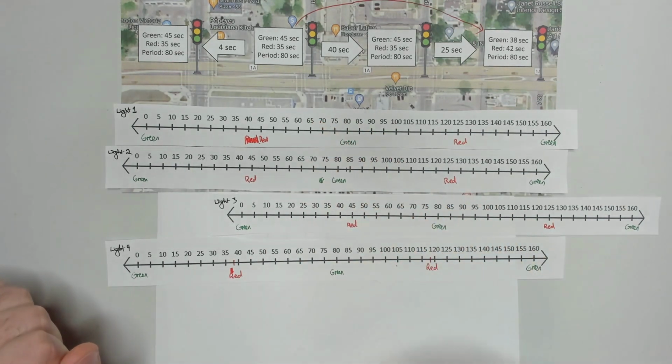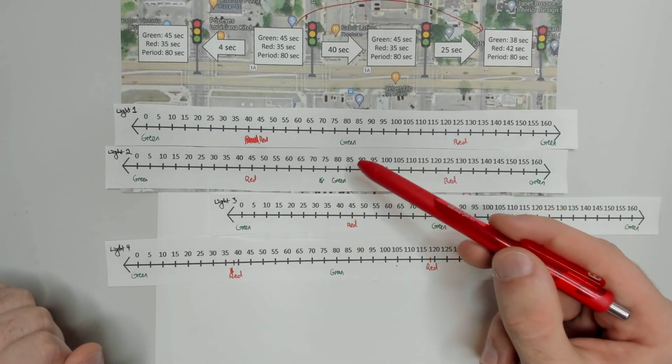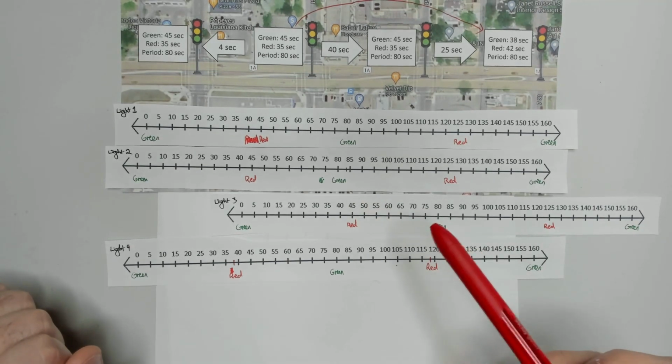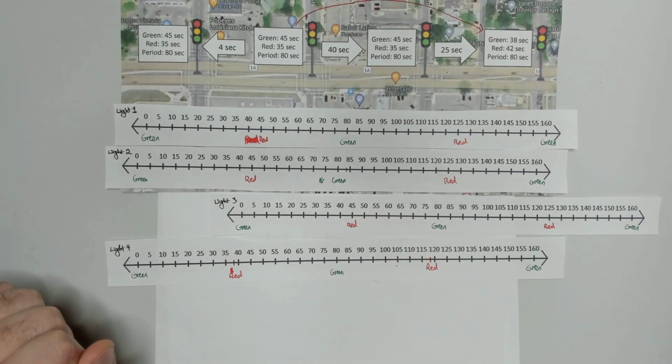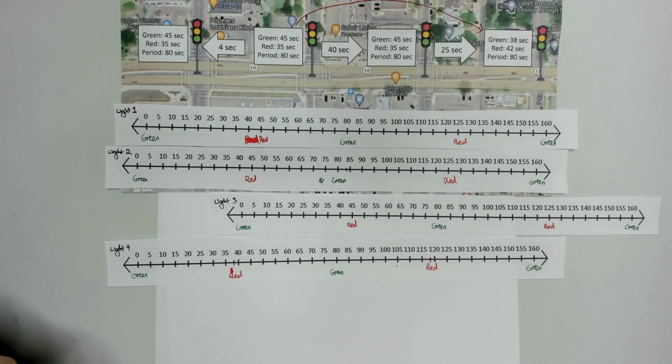Well, intersections 1 and 2 have red lights. Light 3 is usually green. And when intersections 1 and 2 have green lights, light 3 is usually red, right? So we see that, okay, that could become problematic.